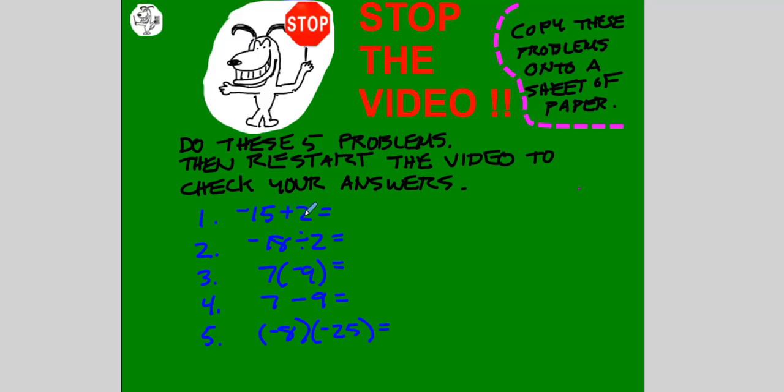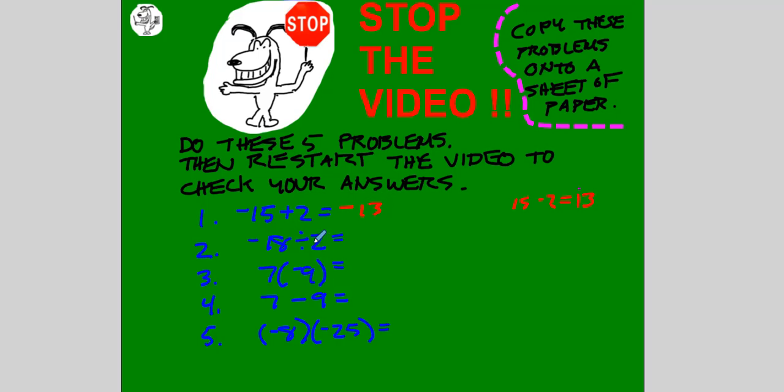Alright, let's go over these answers here. So number 1, -15 plus 2. Those are opposite signs I'm adding, so I take 15 minus 2, which is 13. Negative 15 is further from 0 than 2, so my answer is negative, so it's negative 13.